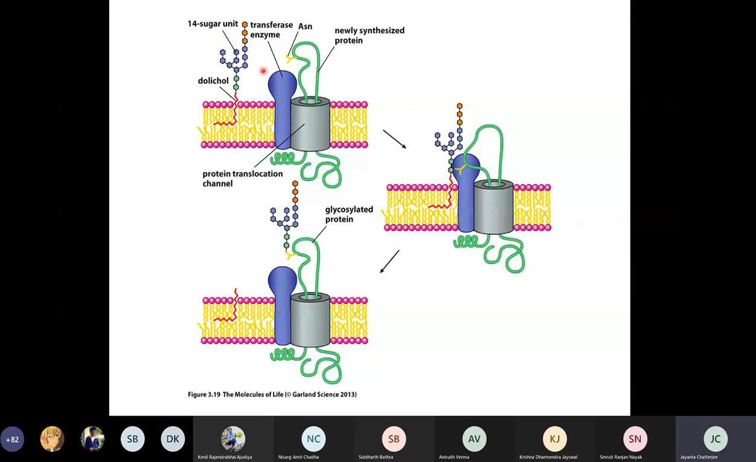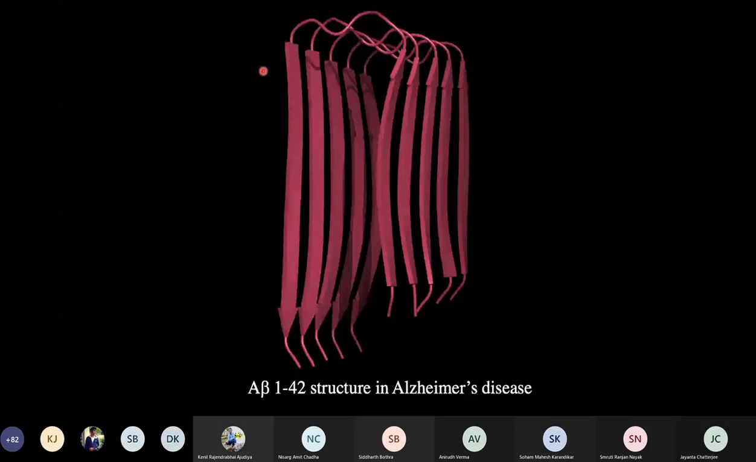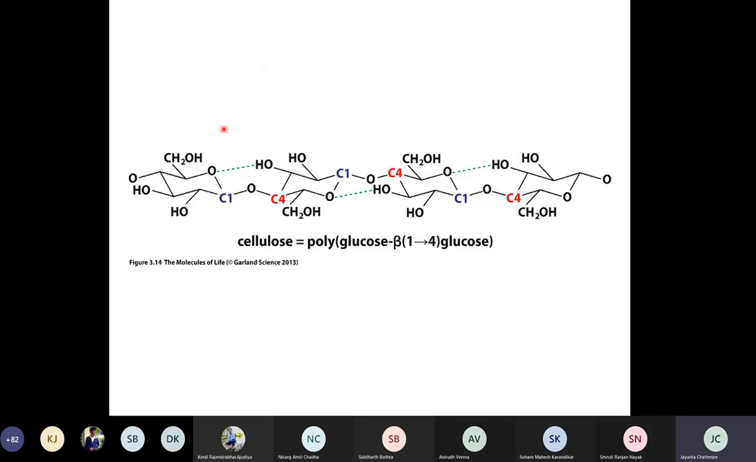Anything else? Sir, I didn't understand why cellulose does not form a helix. Can you please go to that slide again? Cellulose, right? Yes, this one. Now, cellulose. So just look at the disaccharide unit. Forget about this. So you have one unit and you have another unit. This is an equatorial OH, ideally, right? When it is not involved in a glycosidic bond.